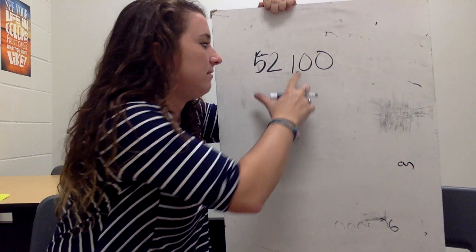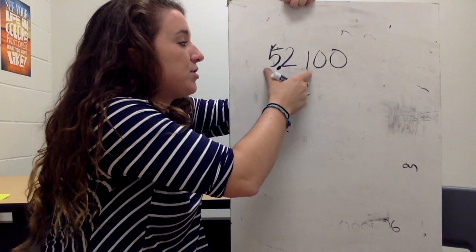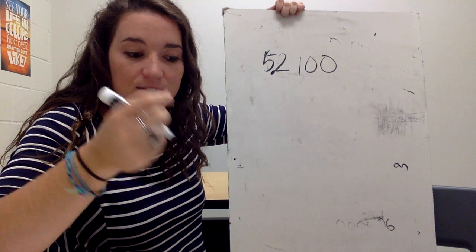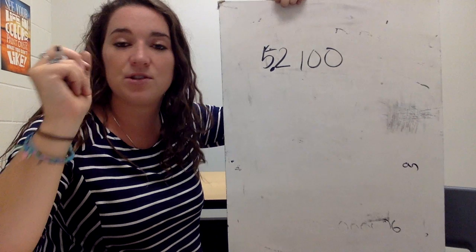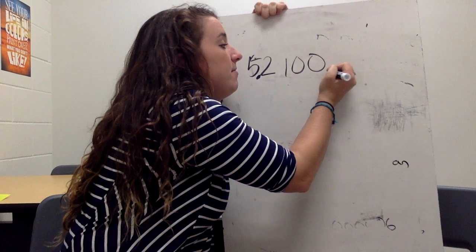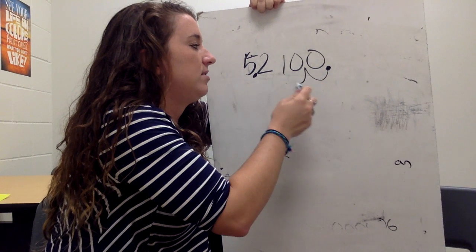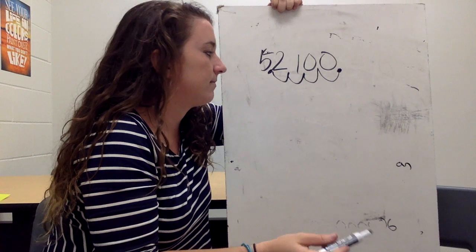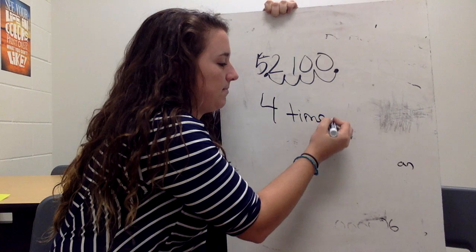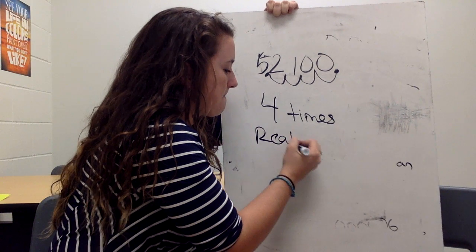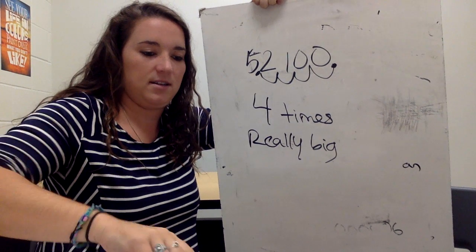Is that between 1 and 9? No. I need to place it right after that 5 because now I have 5 and 21 hundredths, but it's a little bigger than 5, so is that between 1 and 9? Yes. Where did my decimal start out? Because it was a whole number, my decimal started at the end. So how many times did it move to get there? 1, 2, 3, 4. So it moved 4 times. And was this number really big or really small? It was really big. So those are your answers to those questions.